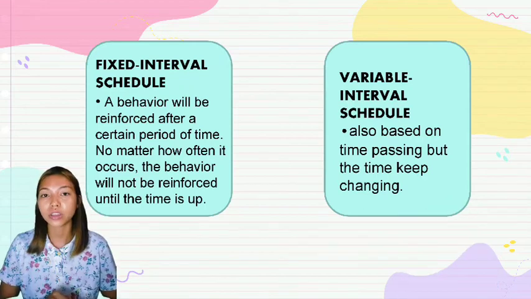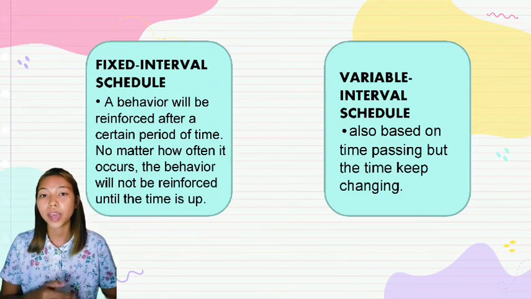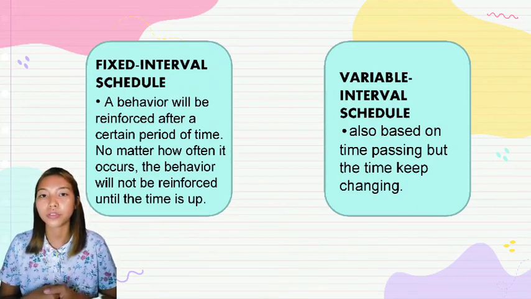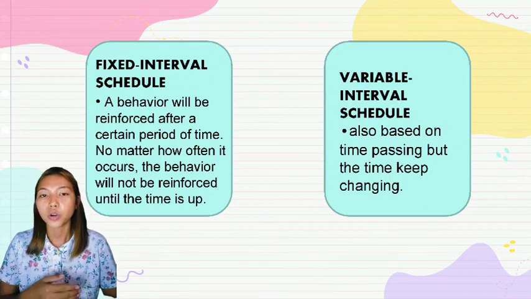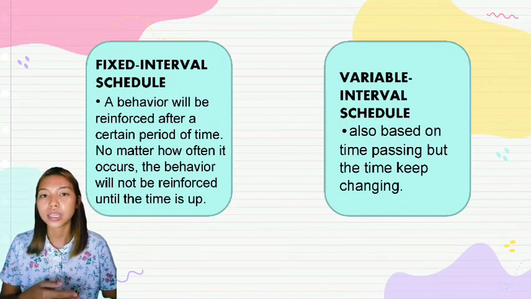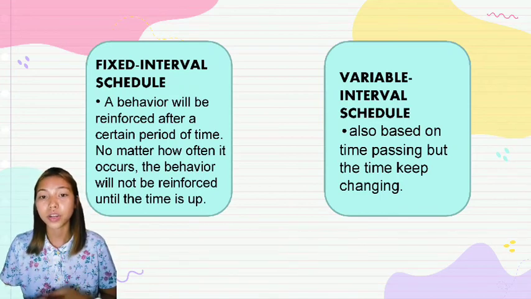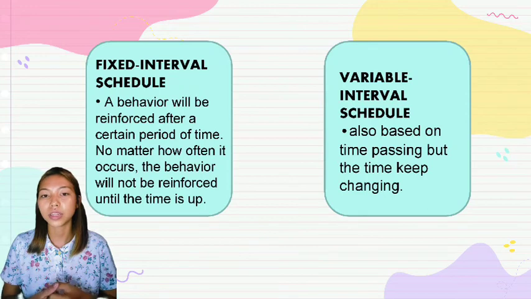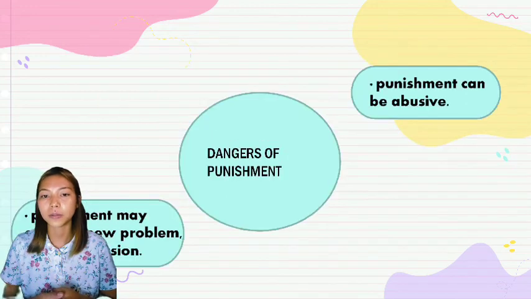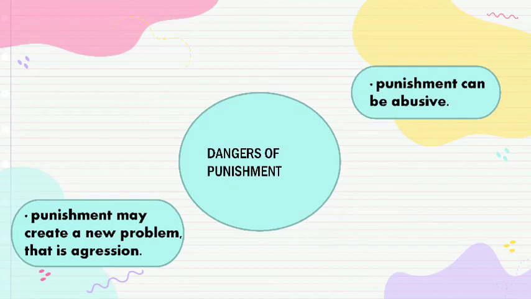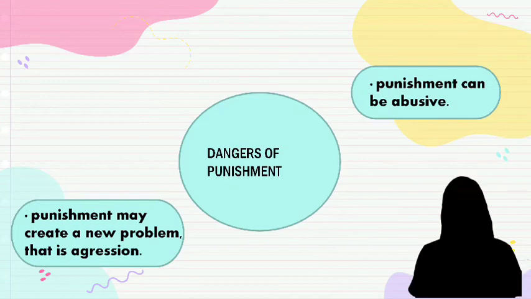Third, fixed interval schedule is when a behavior will be reinforced after a certain period of time. No matter how often it occurs, the behavior will not be reinforced until the time is up. For example, students are given a quiz every Wednesday. Variable interval schedule is also based on time passing, but the time period keeps on changing. For example, students are given pop quizzes.